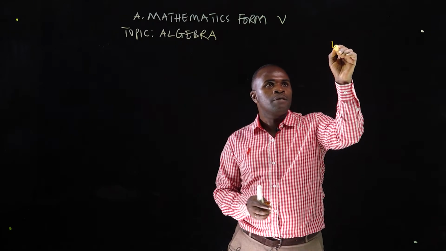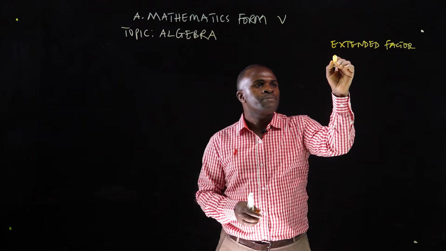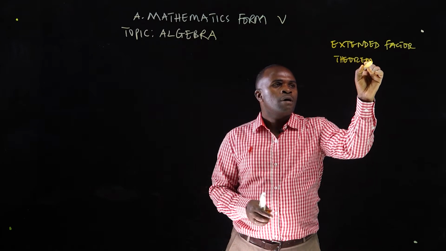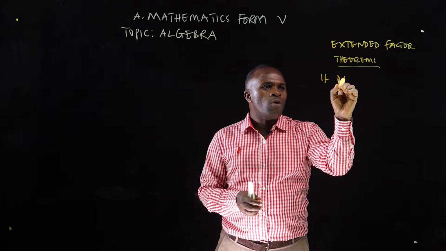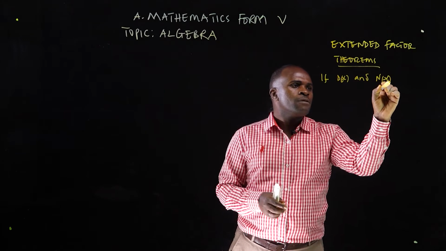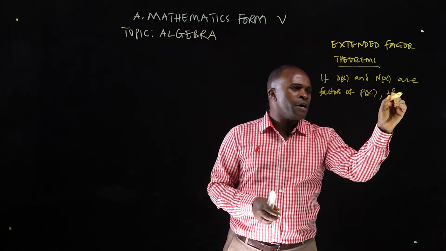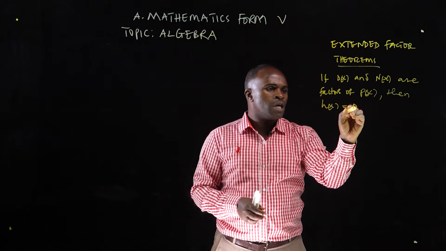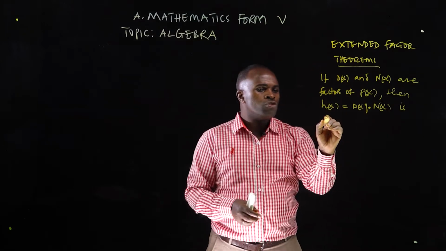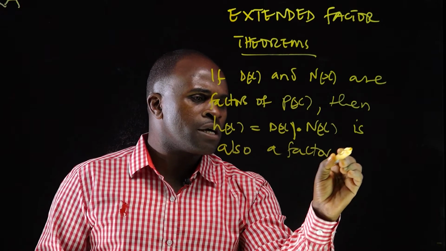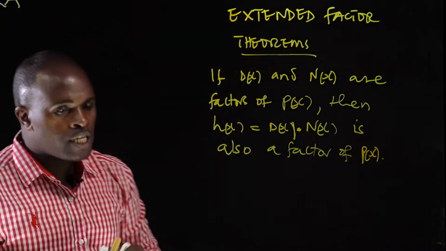We call it the extended factor theorem. How it states: the extended factor theorem says if d of x and n of x are factors of p of x, then h of x, which is the result of d of x times n of x, also becomes a factor of p of x. So this is called the extended factor theorem.